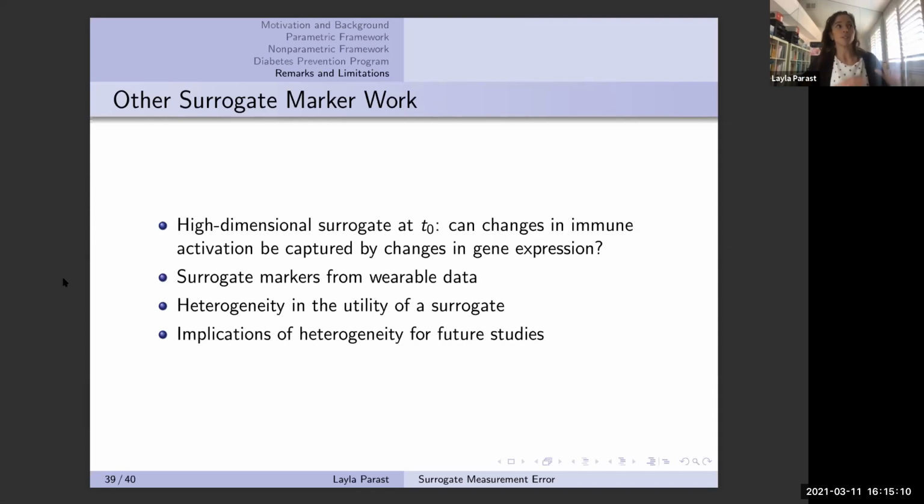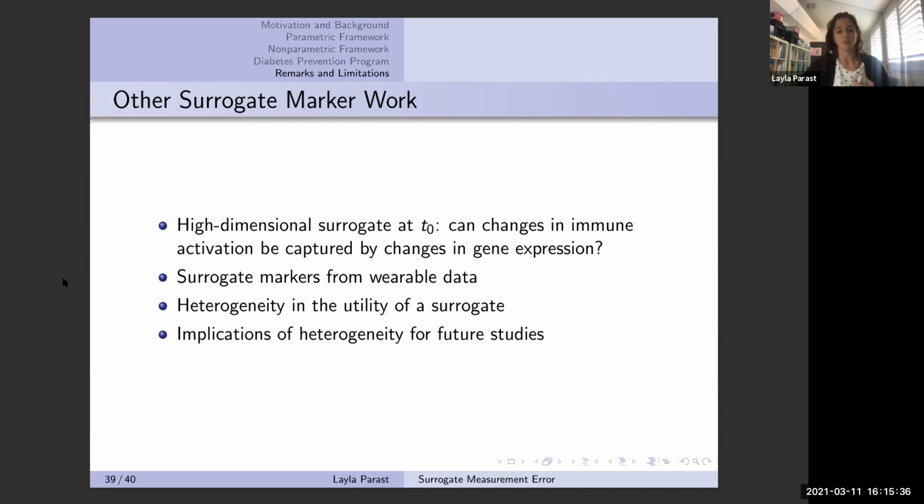For the multiple surrogate markers method I mentioned, we basically use a working model to combine the surrogate markers, and then you have a composite score, and that's your new surrogate marker. But when you have a high dimensional surrogate, it's not just as easy as fitting a working model. So I think that's a really interesting area.